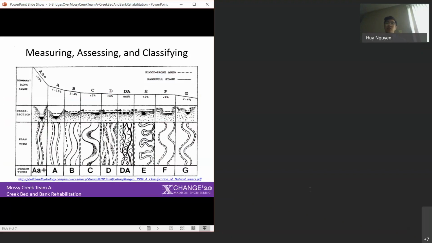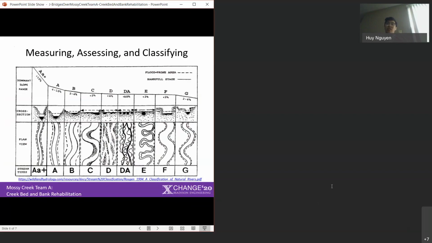Currently, the team has planned to conduct two types of assessments and use that data to create a model of the channel using a program called River Morph. Two assessments that we're planning on using are the Stream Visual Assessment Protocol version 2, which is a national protocol used for evaluating stream health using qualitative observations of the stream's physical conditions, and levels 1 and 2 of the Rosgen stream classification technique, which determines the stream type. The classification guide for the latter is pictured on this slide.